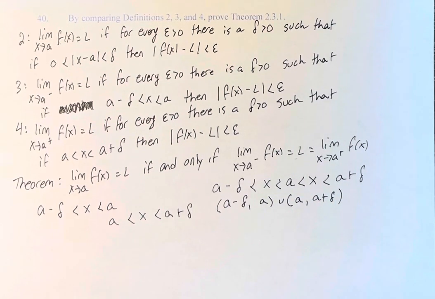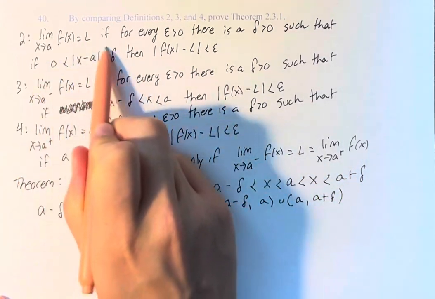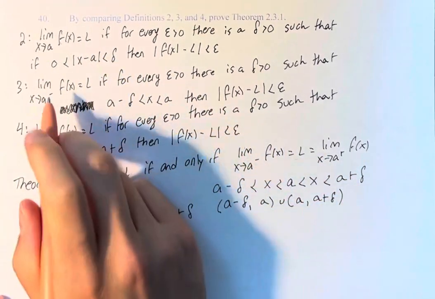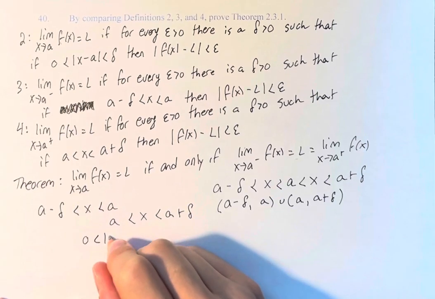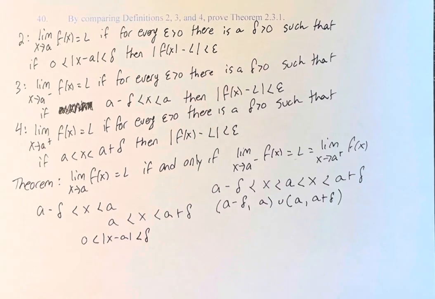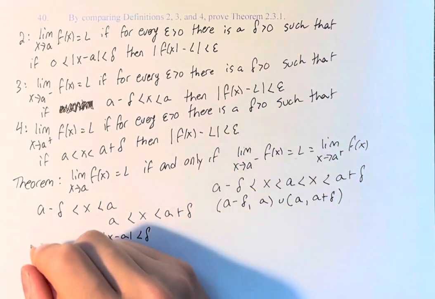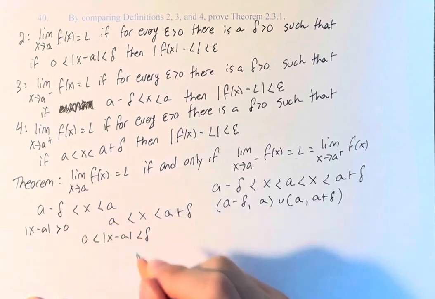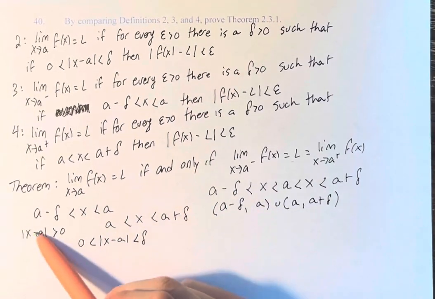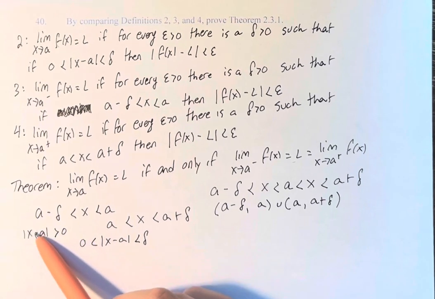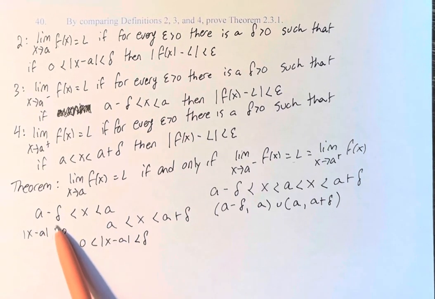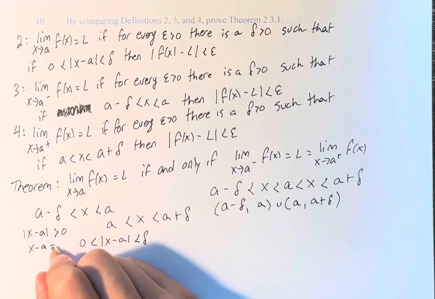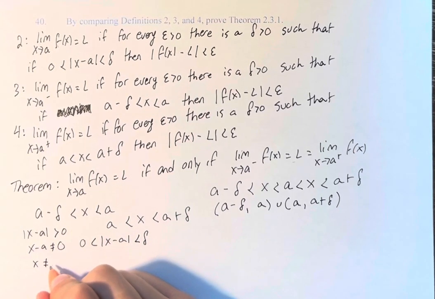Now, how can we interpret that? Well, if we want this to equal this, let's take 0 is less than the absolute value of x minus a is less than delta. The first thing we have to do is specify what it means for the absolute value of x minus a to be greater than 0. Well, it's an absolute value, so no matter what, it's greater than all the negative numbers. So the only thing this is excluding is that x minus a is equal to 0. Therefore, x is not equal to a.